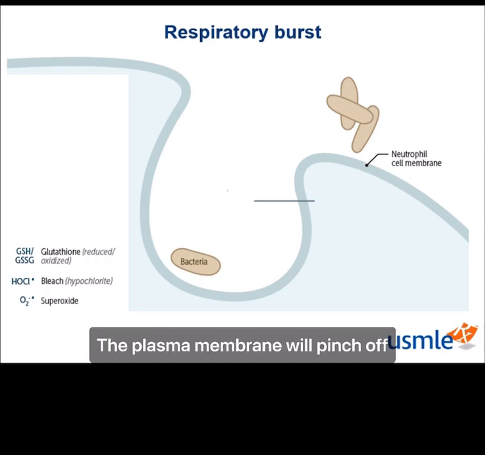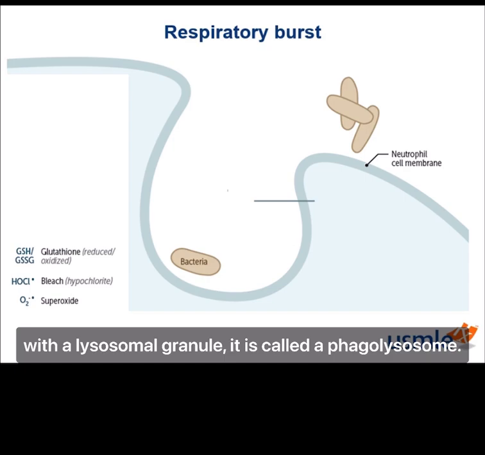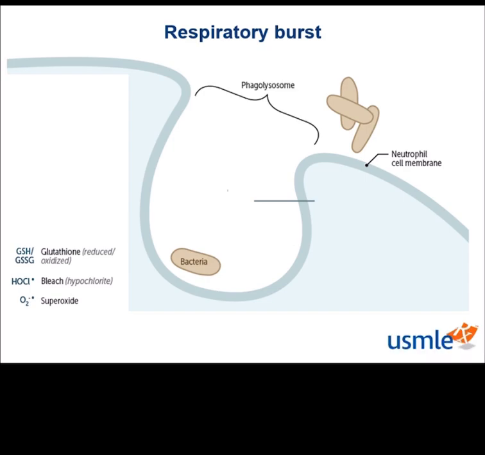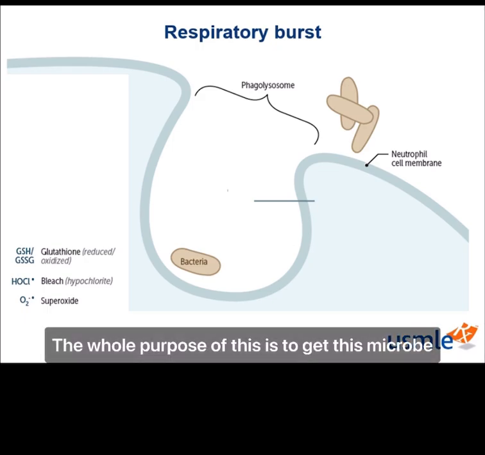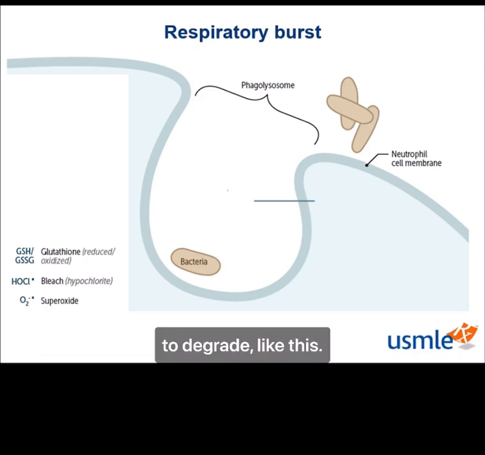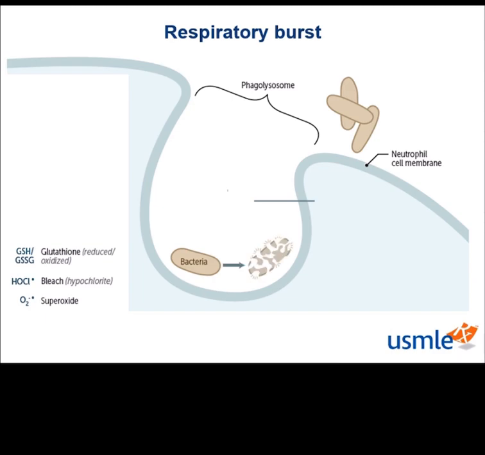The plasma membrane will pinch off to form a vesicle, or a phagosome, around the particle to enclose it. And when this phagosome fuses with a lysosomal granule, it is called a phagolysosome. The whole purpose of this is to get this microbe to degrade, like this.